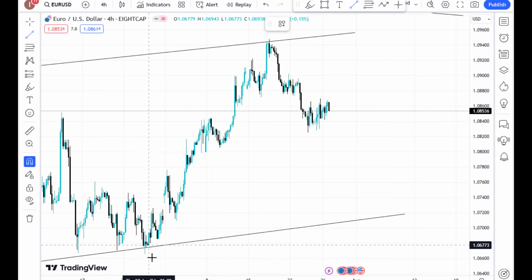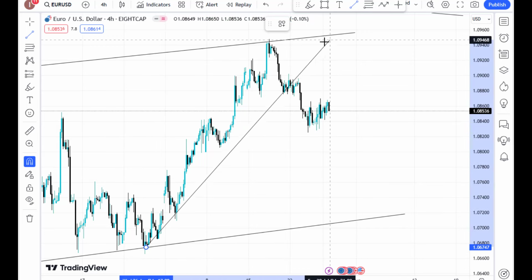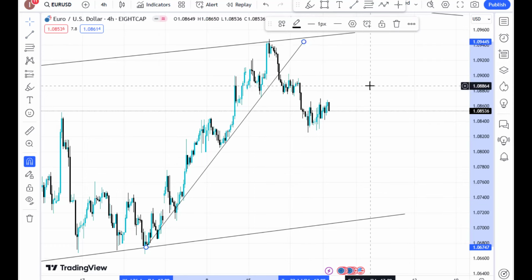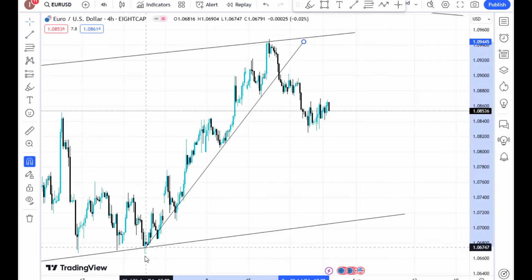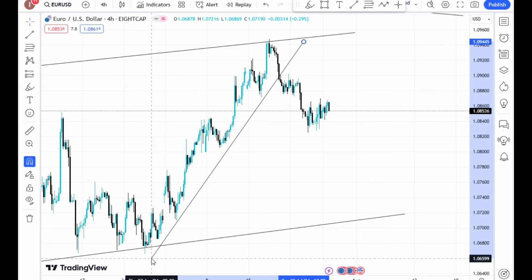So basically if you look at it now, you realize that we have this kind of a breakout here. We have a breakout here, and we have what we call change of character. Price has changed the trend.